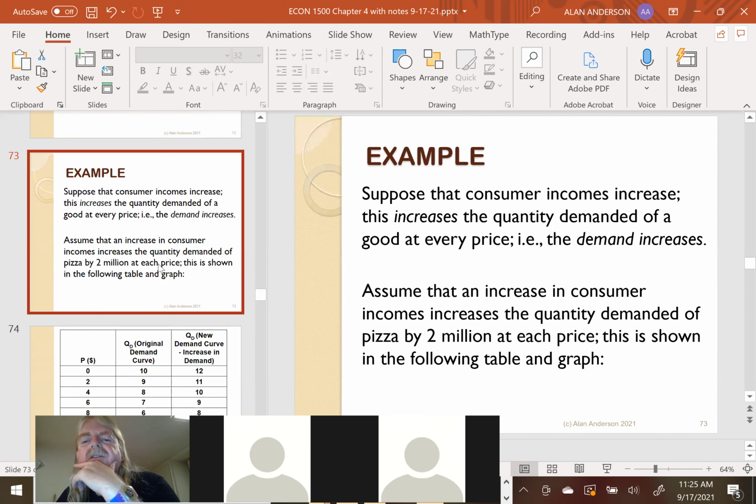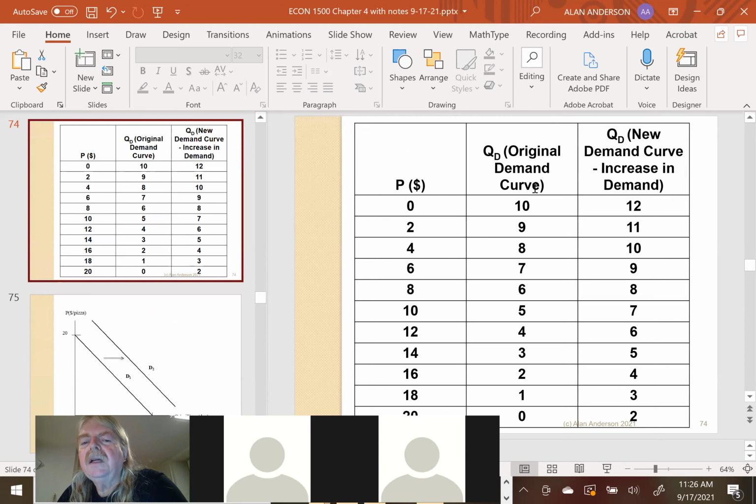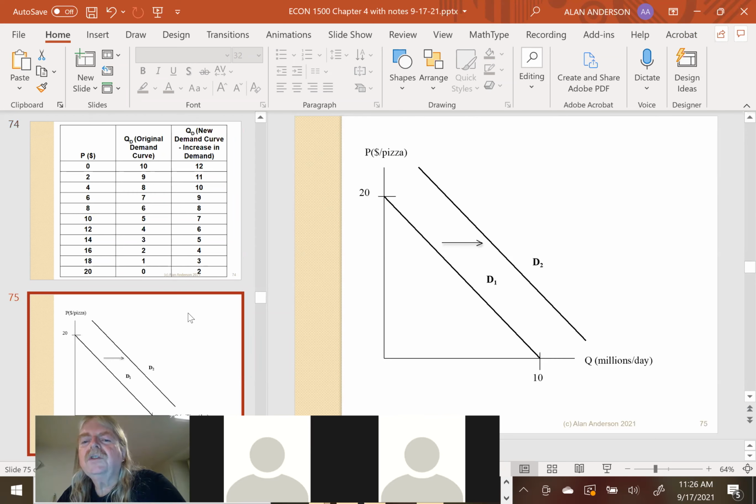So for example, imagine that with the pizza case, suppose that pizza is a normal good and people suddenly have more income, they have more money to spend. In this example, I'm assuming that at every price, people are willing to buy 2 million more pizzas than they were before. Now maybe that's an exaggeration, I don't know, but let's just say that because we perceive pizza as being a normal good, the fact that we have more money in our pockets means we'll buy more pizza. So you can imagine that the entire demand curve, in order to reflect this change, will shift to the right. It's parallel to the original curve, but it's shifted to the right by 2 million pizzas.